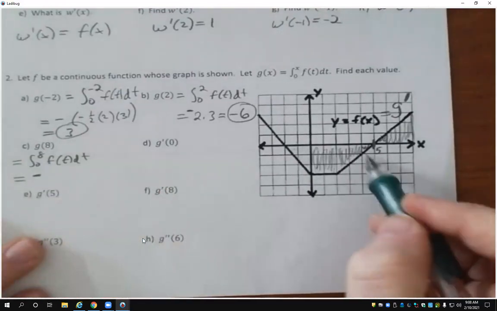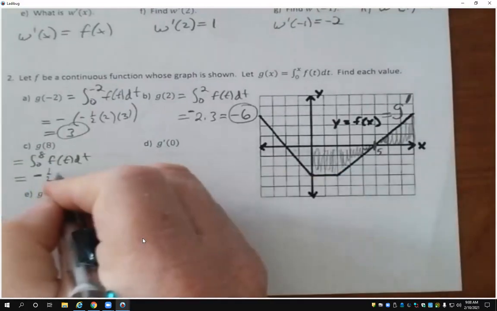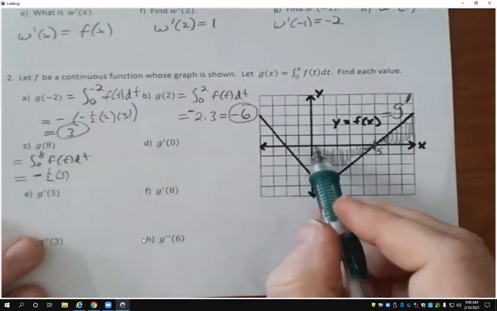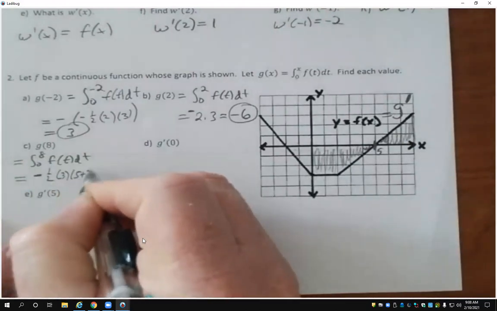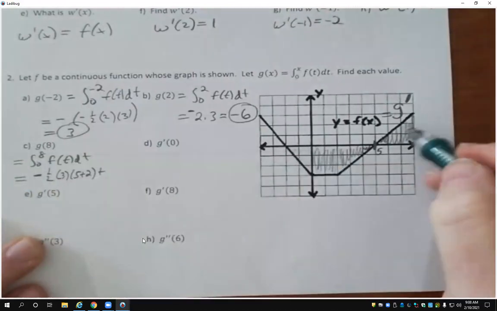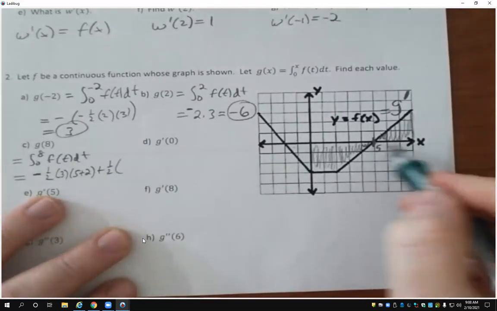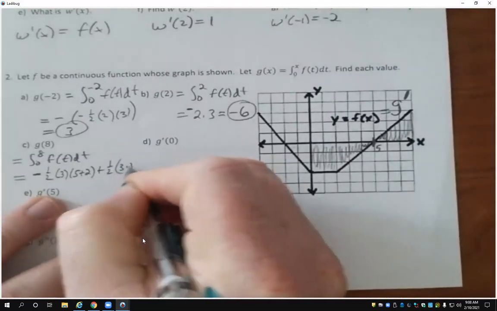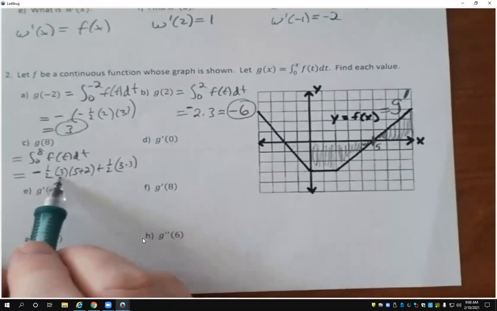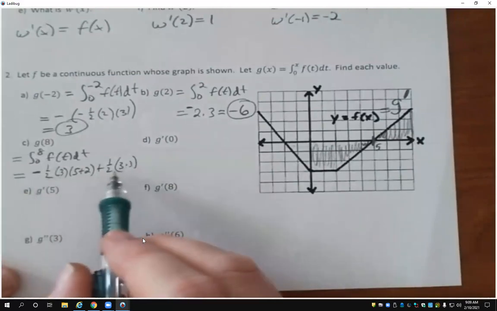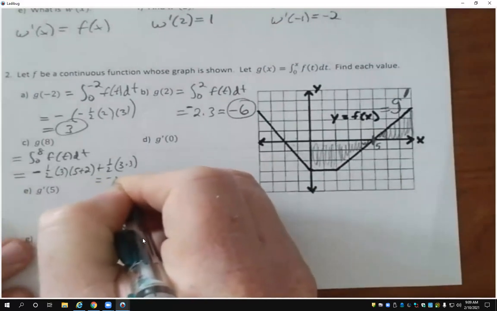Then this shape is a trapezoid. So it's 1/2 times the height of 3, and the sum of the bases, the first base is 5, and the second base is 2. Plus this area is positive because we're above the x-axis, and that's a triangle. 1/2, the base is 3, and the height is 3. 7 times 3 is 21. -21 halves plus 9 halves is -12 halves. And that's -6.